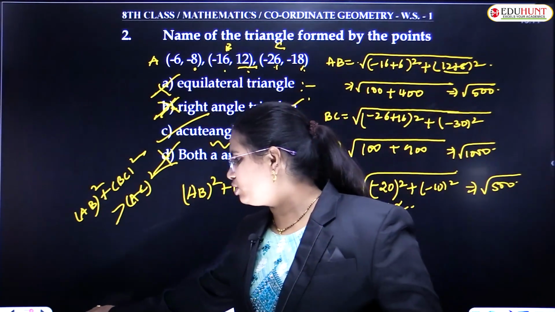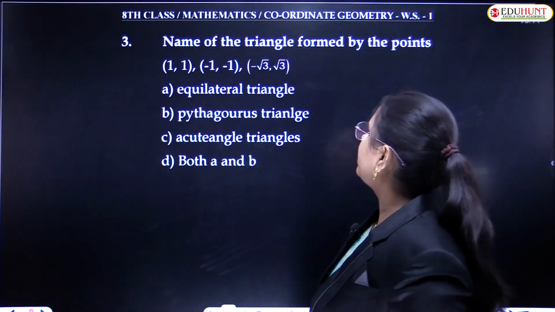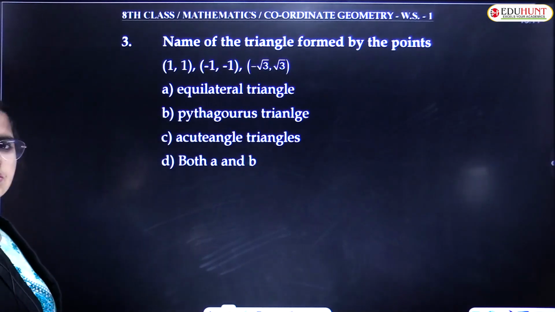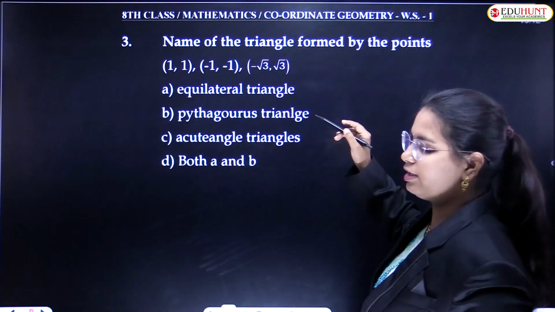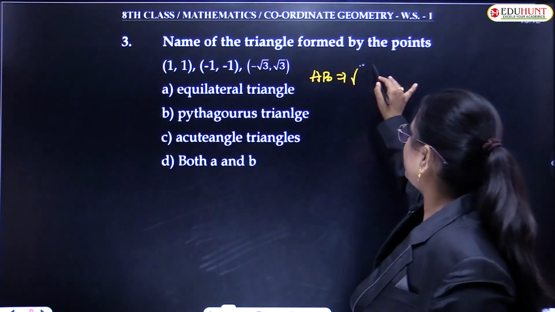So can I get back to the next problem? This is my next problem. Let's get back. Name of the triangle formed by the points. So let's start the question. As usual we will calculate the distances using the distance formula here. First we will calculate the AB distance.